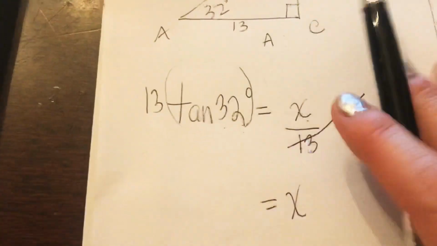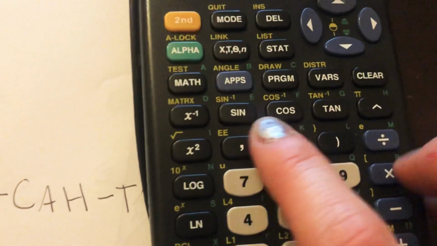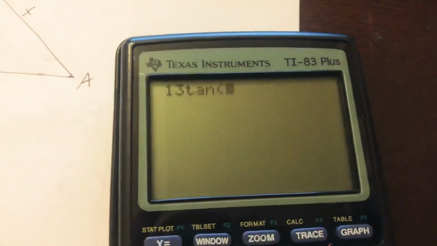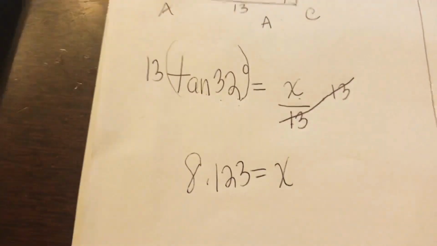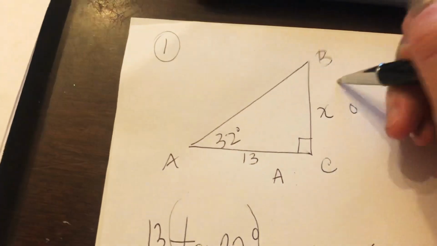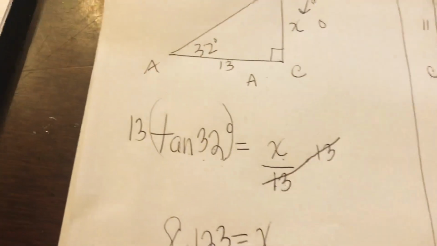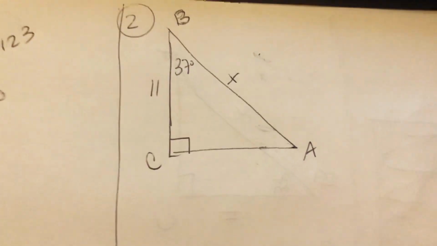So now we're going to put this in our calculator. Make sure you're in degrees, and then I'm going to put 13 times the tangent, which, by the way, the button's right here, sine, cosine, tangent. 13 times the tangent of 32 degrees equals about 8.123. So that means that this missing leg is 8.123 units long. Okay, simple enough.